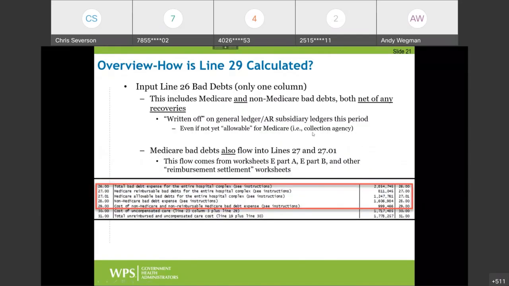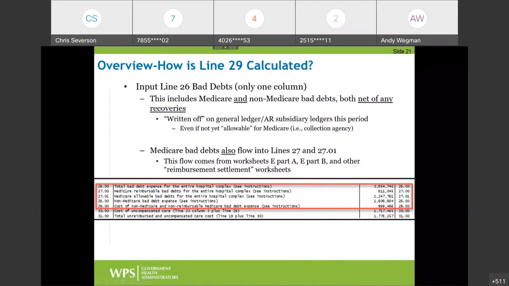Now 26 is one that has a little bit of confusion to it. 26, there's only one column to it. There's no such thing in this case as uninsured or insured. It's a moot point. But it does include Medicare and non-Medicare bad debts, and both of them are net of any recoveries. If you had recoveries, they should have already been removed. So a couple of things. It's Medicare and non-Medicare.